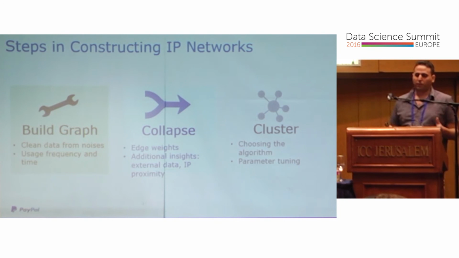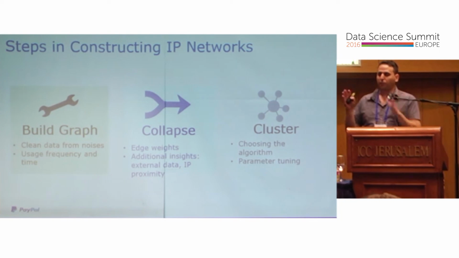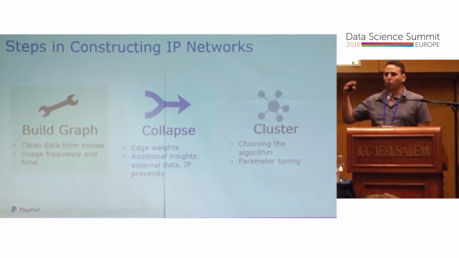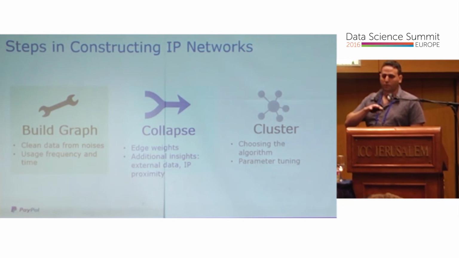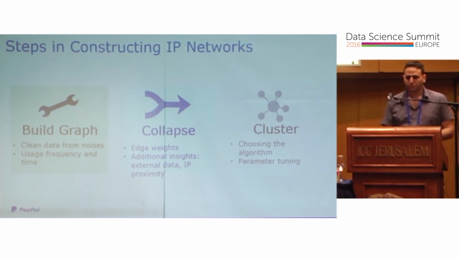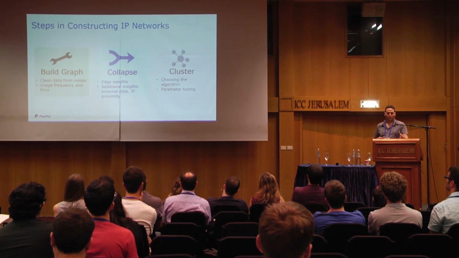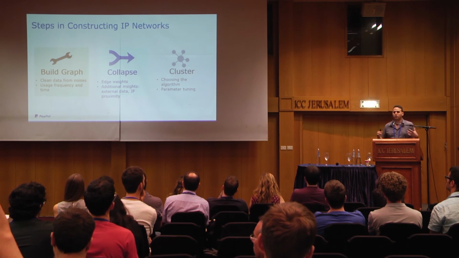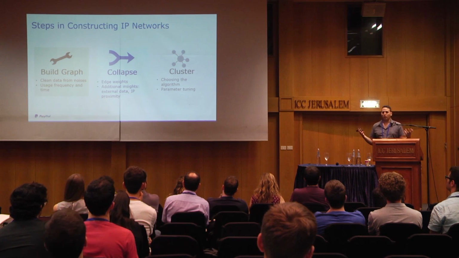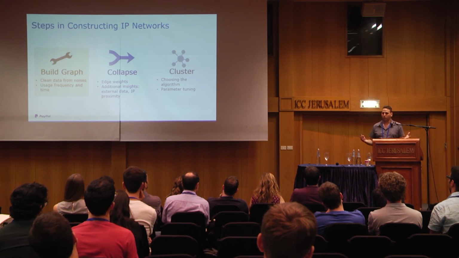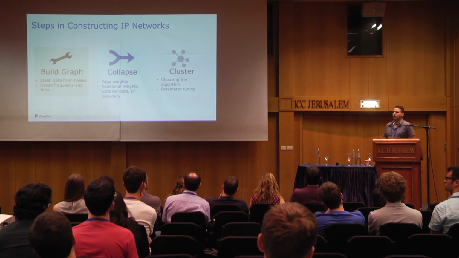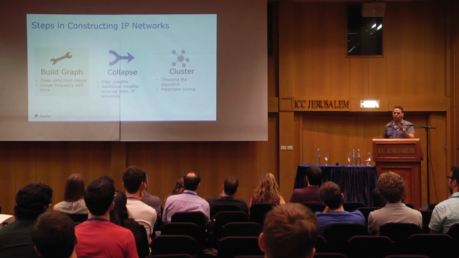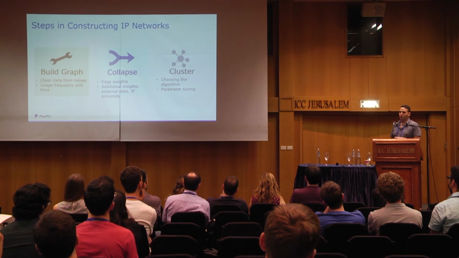However, I want to emphasize the importance of this step. Investing in it and removing all the noise that is built into the system when you try to build such a graph is very important. And if you don't do that well, all the other steps would fail. Next, the second step is to collapse. We take the user activity graph and transform it into IP-to-IP networks with weights between different IP nodes. And finally, we use clustering to find these dense neighborhoods in the graph.